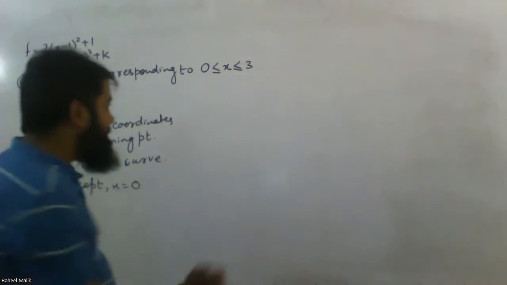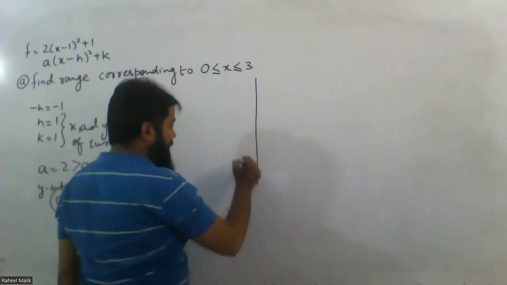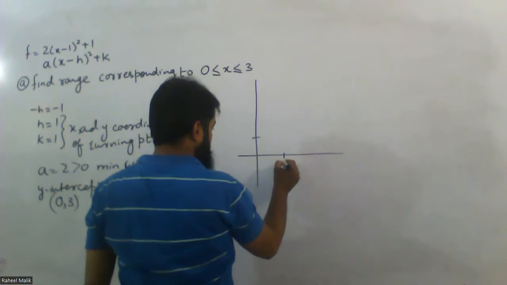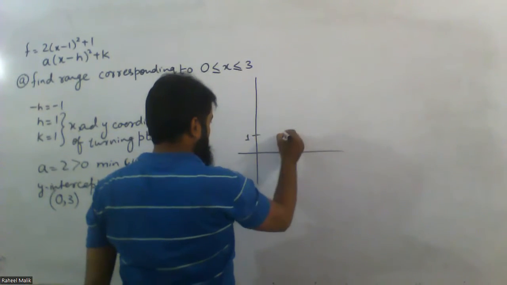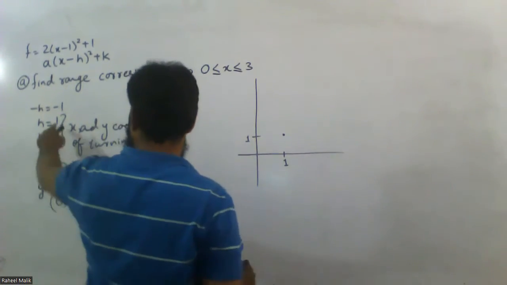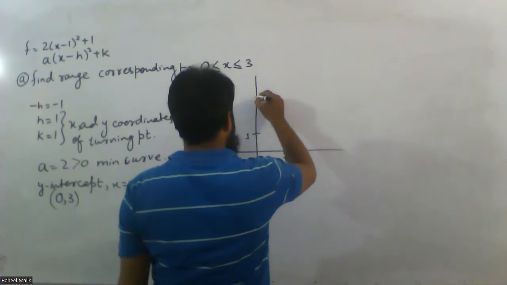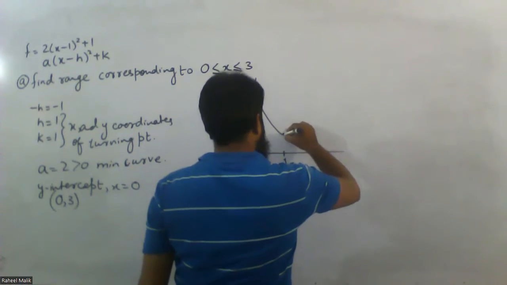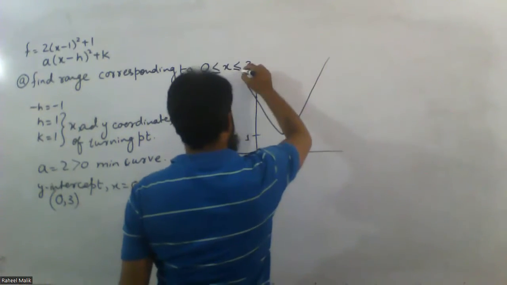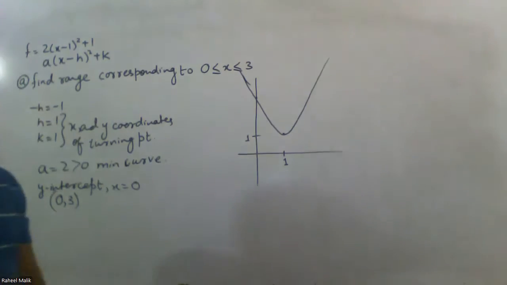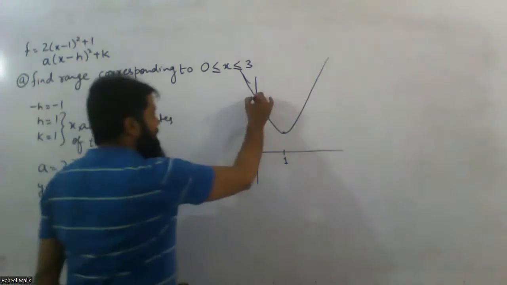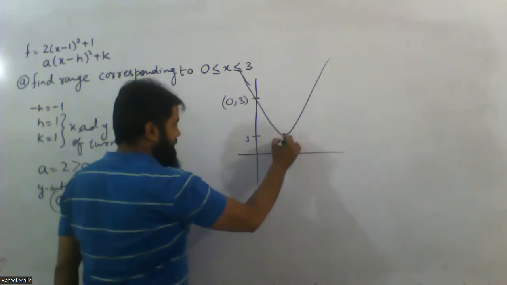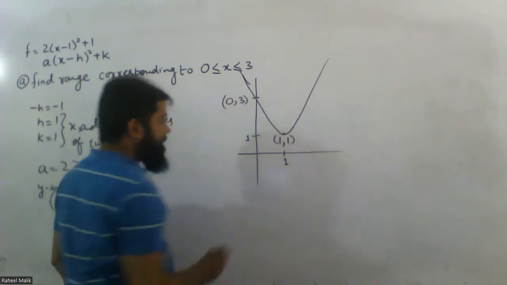Okay. So I'm sketching my graph over here in order to get the idea. x is 1, y is 1 over here, 1 and 1, and 0, 3 will be somewhere over here. So it means that I will have this type of function. This is 0, 3, and this is 1, 1.